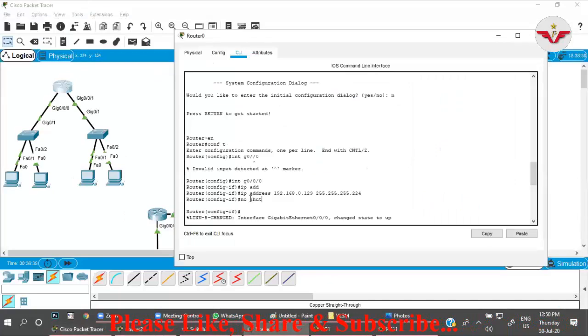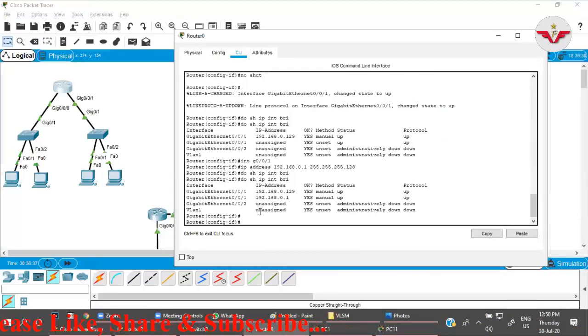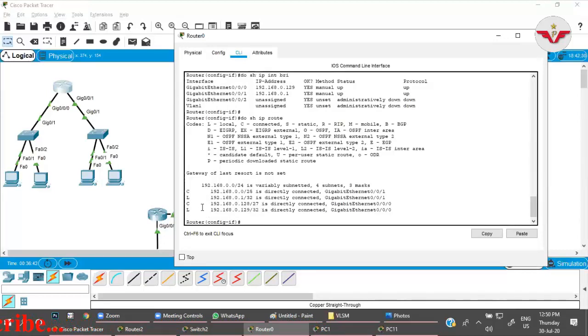If I give the command show ip route, you can see here that there are two networks directly connected. C means connected network. There are only two networks here, 0.0 with 25 bits and 0.128 with 27 bits, which means these two networks are directly connected. So this router knows about those networks. That is why a routing table or routing protocol is not required in this scenario.